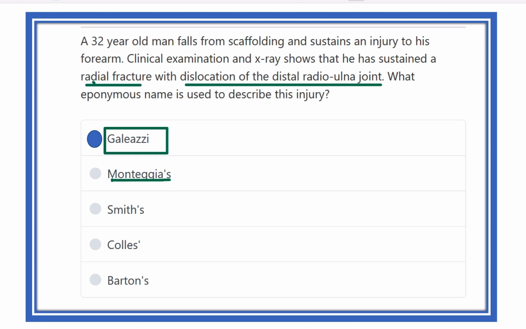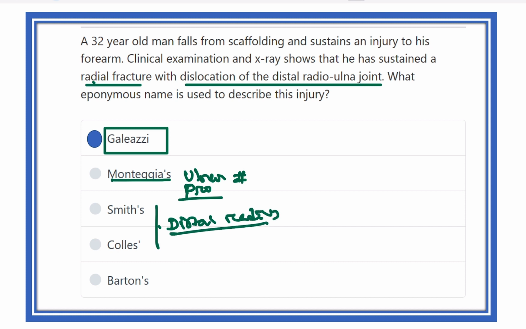In case of Monteggia, there is MU, that means an ulnar fracture with proximal radioulnar joint dislocation. On the other hand, the Smith and Colles fractures are fractures of the distal radius. And when the distal radius fracture involves the joint or articular surface, then it is the Barton fracture. That means the Barton fracture is also a distal radius fracture, but in this condition joint involvement occurs.